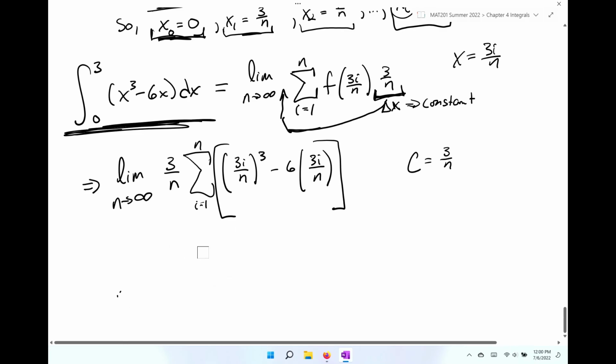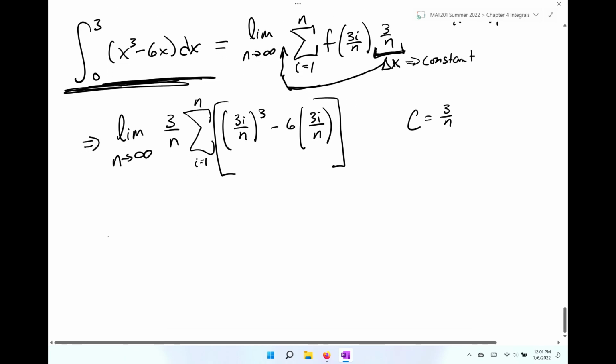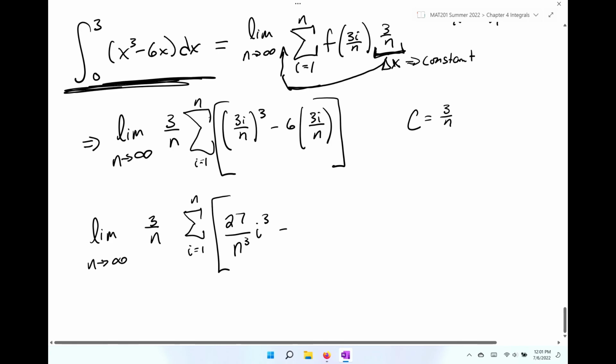Now we're going to go ahead and solve this. Like I said, this is a little bit easier said than done, but if you take your time and follow along with me, it's not as bad as what you think. So we get the limit as n goes to infinity of 3 over n times the summation from 1 to n of 27 over n to the third, i to the third, minus 18 over n, i.